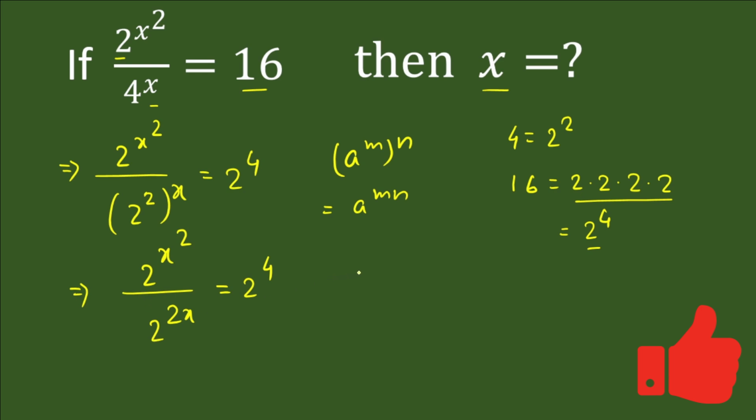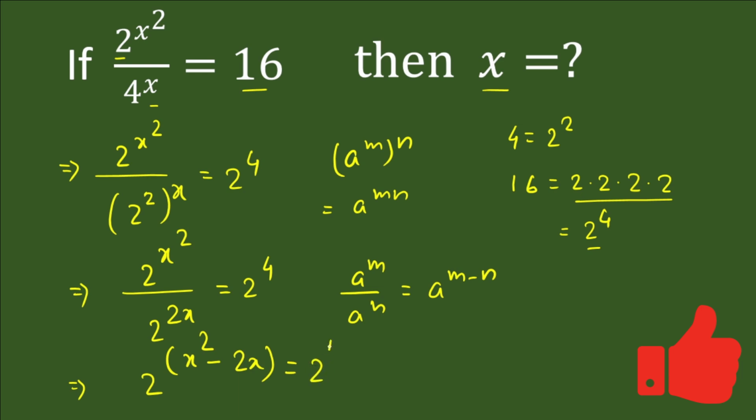Now look at here, it is in the form of a powered by m divided by a powered by n. Here the base is the same, 2 and 2, a and a, and we can write this as a powered by m minus n. Here we subtract the powers. Similarly here a is 2, and we'll subtract the powers: m is x square, and n here is 2x, so we subtract 2x. In the right hand side we have 2 powered by 4.